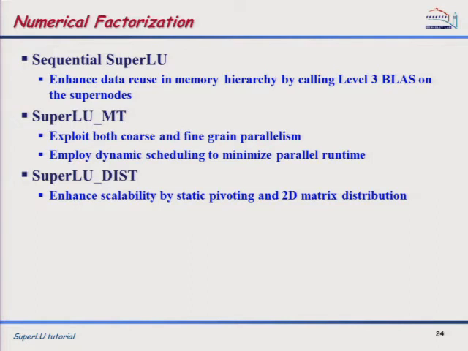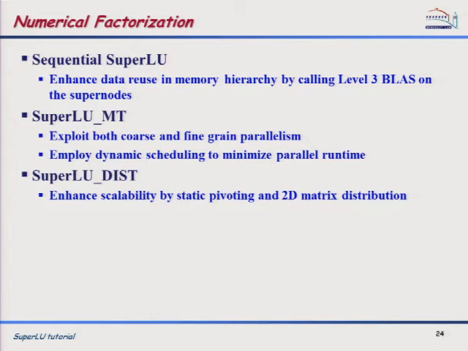So in the sequential SuperLU, the idea is to reuse data as much as possible. And what we can do here is, by keeping things in a block, or in this case the supernodes, we can use level 3 BLAS, the matrix kind of operations, right? The multi-threaded version of SuperLU exploits different levels of parallelism at both the coarse and the fine grain levels, and also it uses scheduling to minimize the runtime.